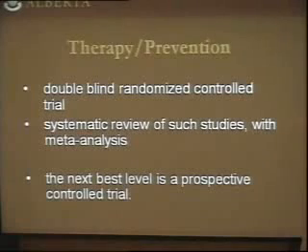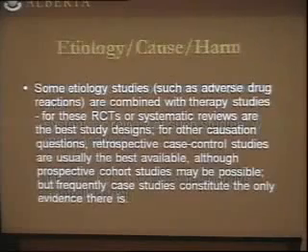So I'm just going to go through some of the different domains and talk about what are the highest quality studies. This is just to reinforce the idea of that. So in therapy and prevention, you want a double-blind, randomized control trial or systematic reviews of such studies. And if you can't get that, if you're searching, then accepting a prospective control trial would be the best quality of evidence for therapy and prevention.